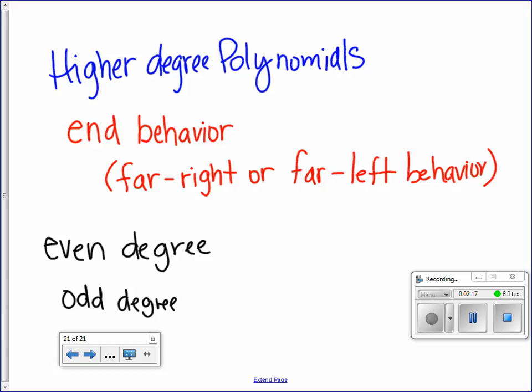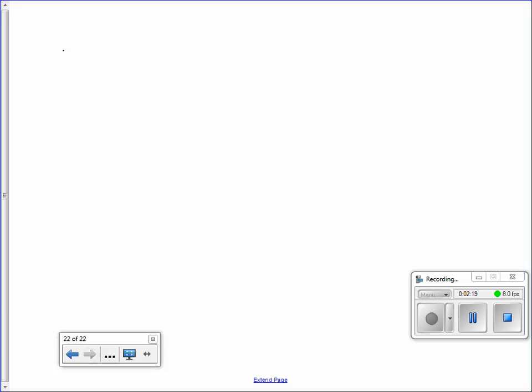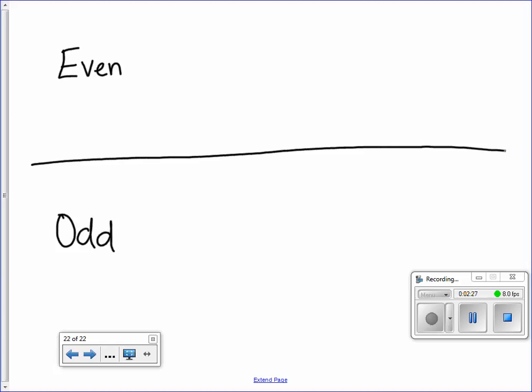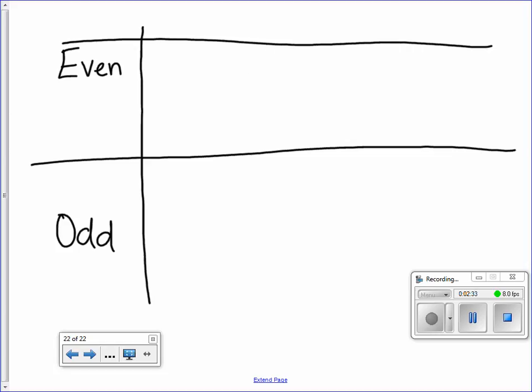Pretty easy, right? So you've got even degrees and odd degrees. But you also have lead coefficients. Alright, can anybody show me what an x squared function looks like? Exactly, it looks like this, right? What about a negative x squared? It's flipped, right? Okay, that's end behavior.